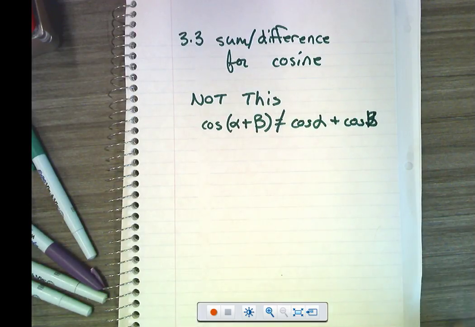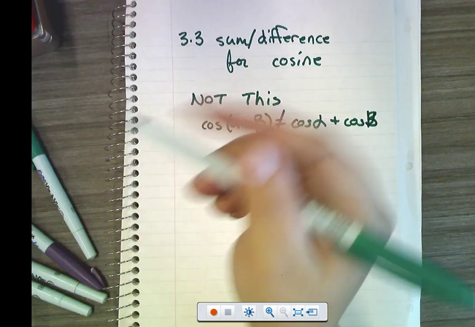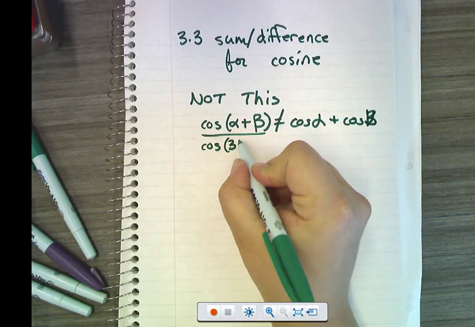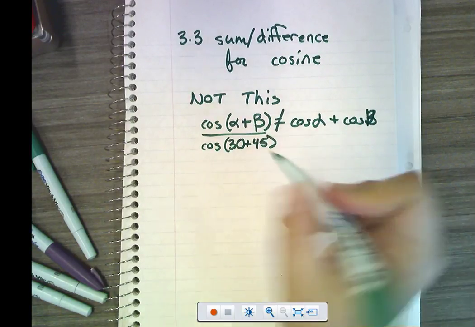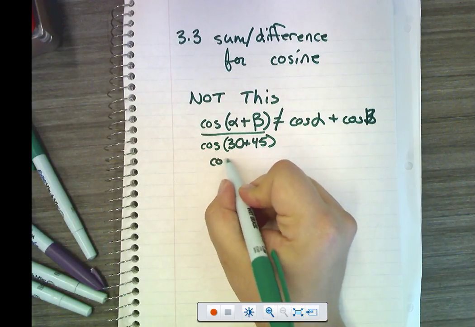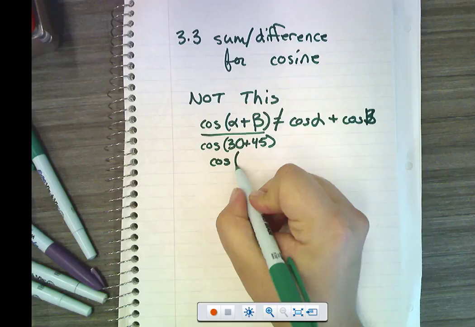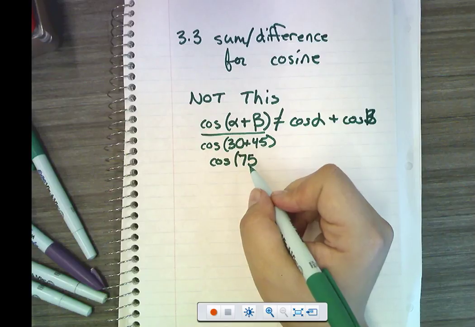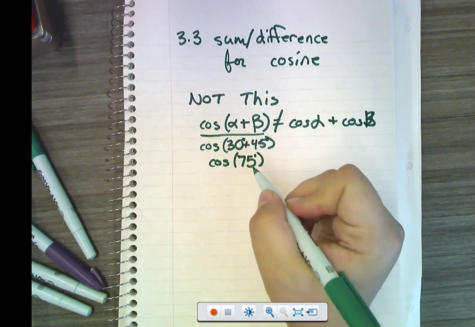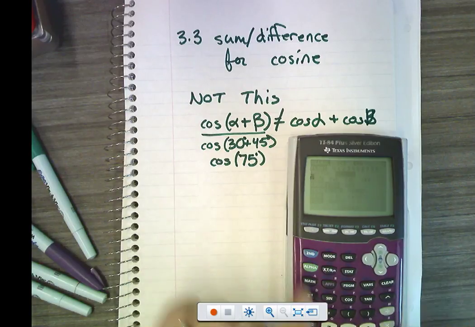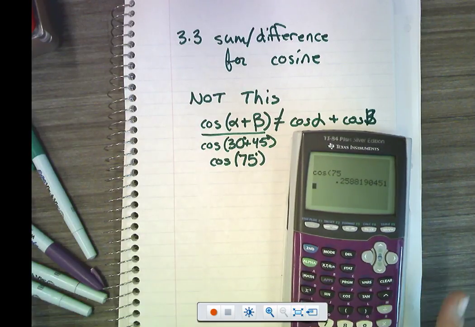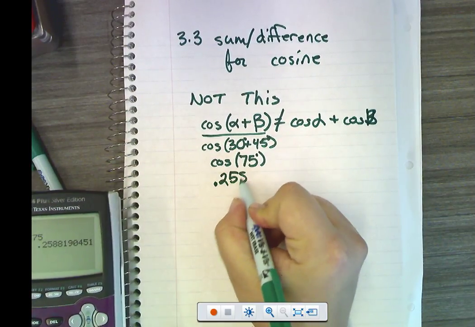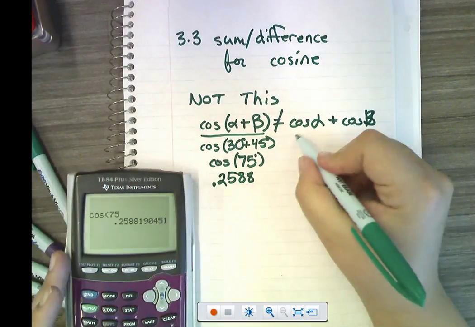Okay, just an example that this does not work: on this left-hand side, we're going to work with cosine of 30 plus 45, right? So what we really should be finding is cosine of 75, because we should do our parentheses first. Let's make sure I'm in degree mode. If I asked for the cosine of 75 degrees, you get 0.2588.